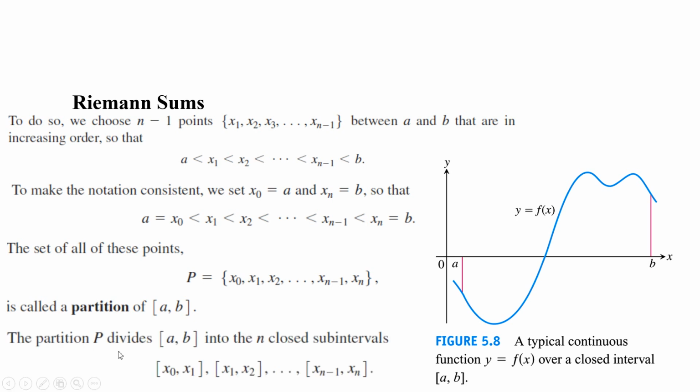Now the partition P divides AB into n closed subintervals: x0 to x1, x1 to x2, and so on, x n minus 1 to xn. As I told you earlier, we can divide it into intervals that are not necessarily of equal lengths. Okay, and then we'll draw the rectangles in order to approximate the areas.